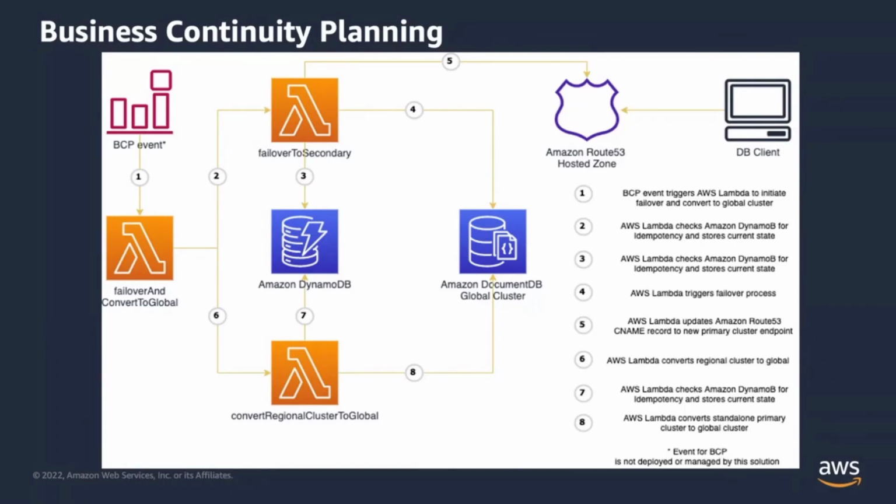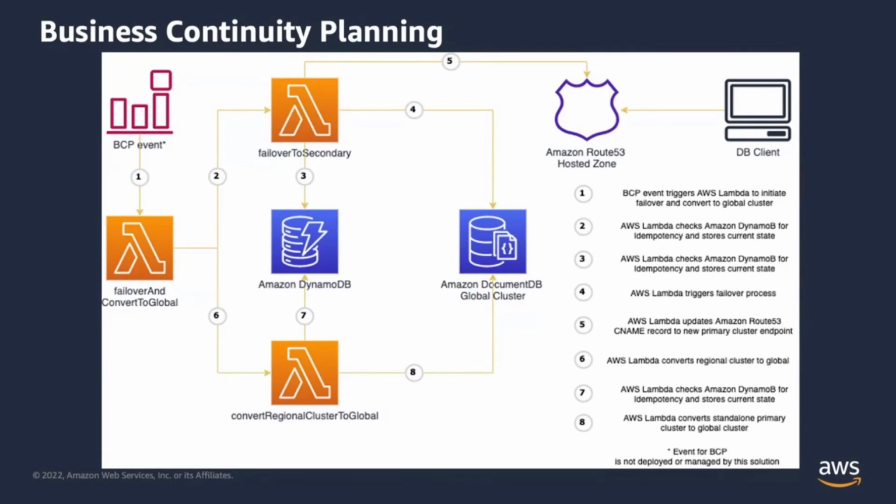This function then scans the cluster topology and creates a snapshot of the topology before triggering the failover to secondary Lambda function. So this snapshot will be used by the solution to create inputs for the convert regional cluster to global cluster Lambda function. After the first Lambda function, the failover to secondary, successfully completes, the solution converts the promoted cluster to a global cluster. And the secondaries of this global cluster will be the remaining clusters from the original global cluster.